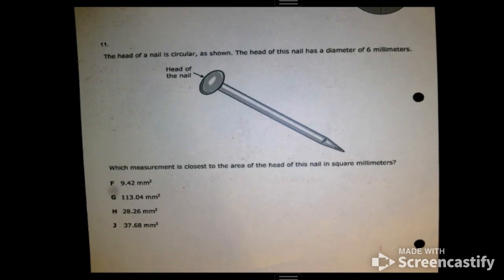I thought math was easy. I was like, okay, it backstabbed me. Okay, Trey, what did you get?